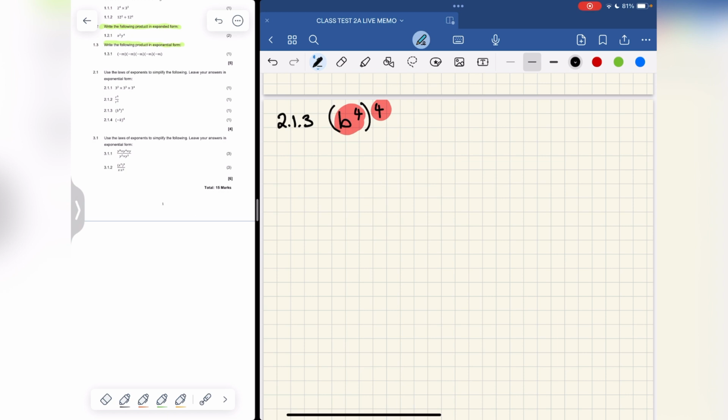simply multiply the exponents. But before we just apply that law, let's have a look at what b to the power 4 raised to the power 4 actually means. It means that this entire power that is inside a bracket will be repeated 4 times. So that's b to the power 4 times b to the power 4 times b to the power 4 times b to the power 4.